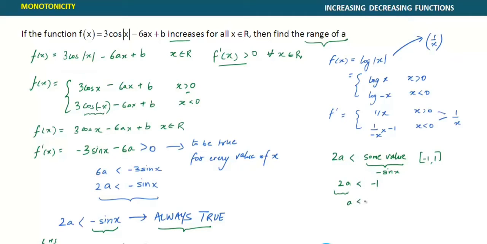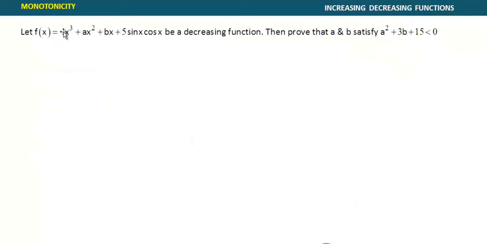So the answer to this problem will be a less than minus 1 by 2, or we will say a belongs to minus infinity to minus 1 by 2. This is the answer we are looking for. I hope the problem is clear. Let us solve another problem based on the same concept.